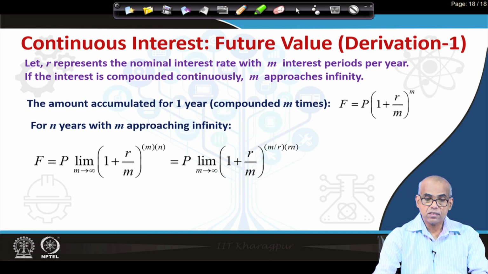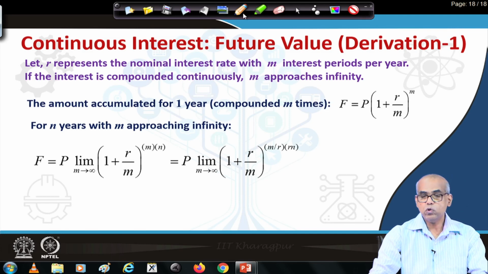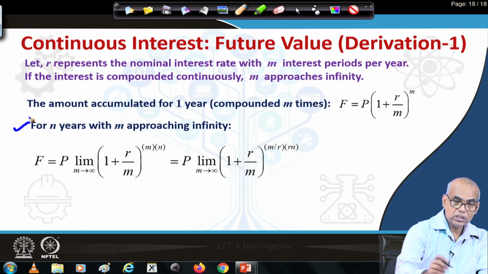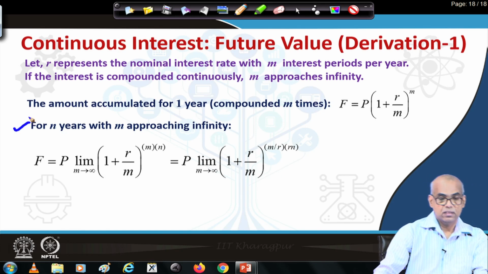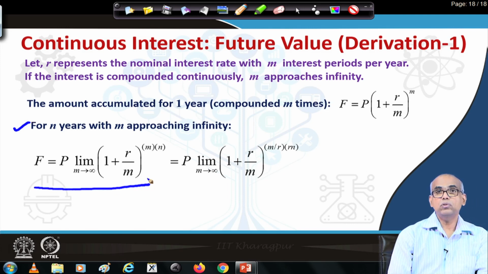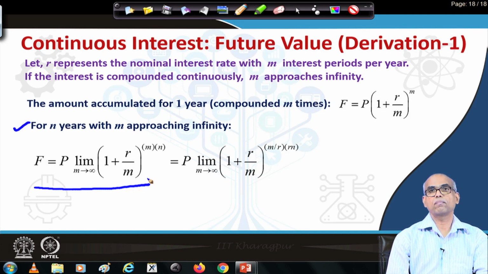For n years, F will be P into 1 plus r by m to the power m into n. For n years with m approaching infinity, it will be F equals P into limit m tends to infinity of 1 plus r by m to the power m into n.